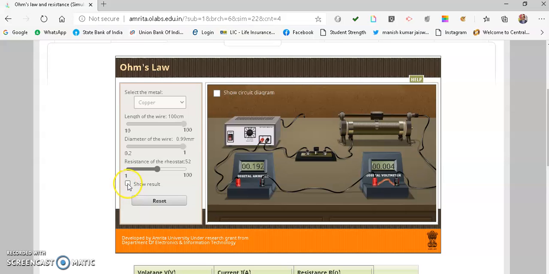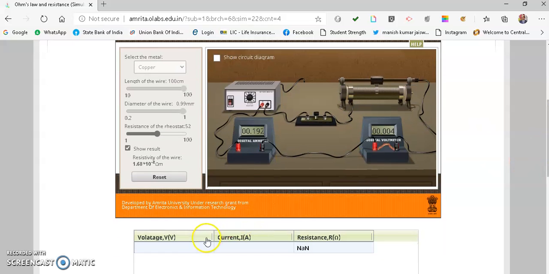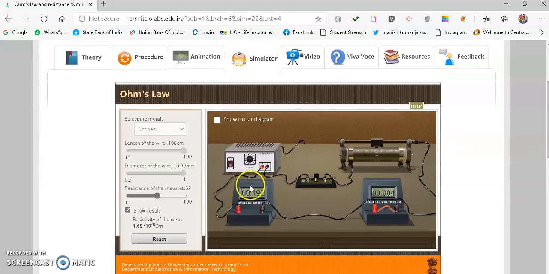If you click on show result, the result will be like this: 1.68 into 10 to the power minus 8 ohm meter is the resistivity which you always wanted to find. You can always take various readings using this voltage and current tab. You can put the readings and get the answer. So dear students, a very nice experiment which you should always do, always appreciate.